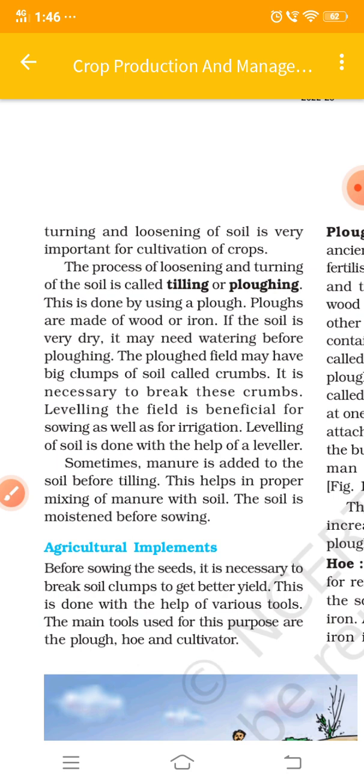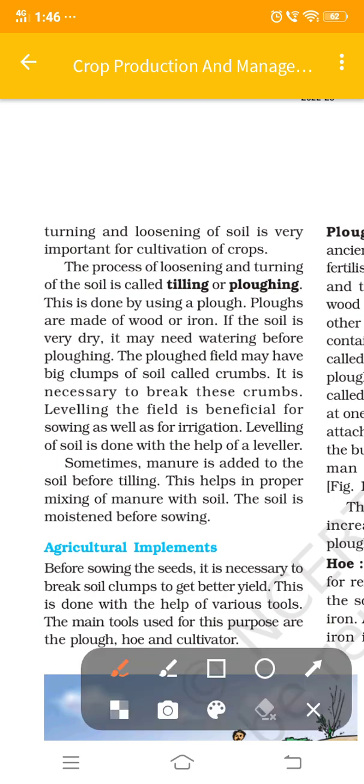Okay, then that's why the leveling is done, which is beneficial for sowing as well as for irrigation. Leveling of soil is done with the help of a leveler. Leveling of soil means the surface of the soil should be at the proper level. It should not be high and low, it should be proper. That's why leveling must be there, and this leveling of soil is done with a leveler.